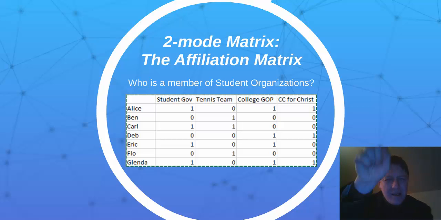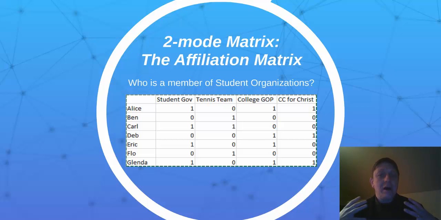Do you see it? Add up the ones going down the column for student gov. 4. There are 4 people in the student government. Alice, Carl, Eric, and Glenda. Adds up to 4. There are 4 people. We could go add across.